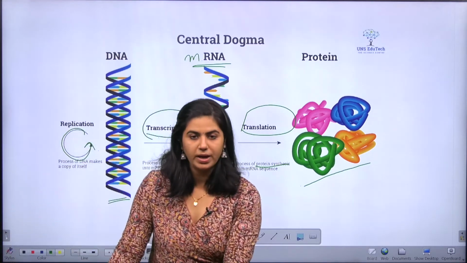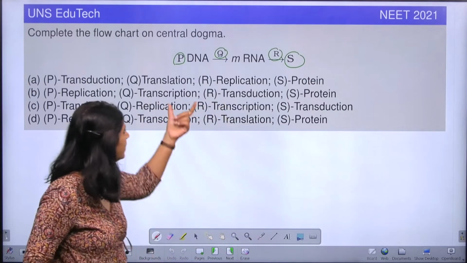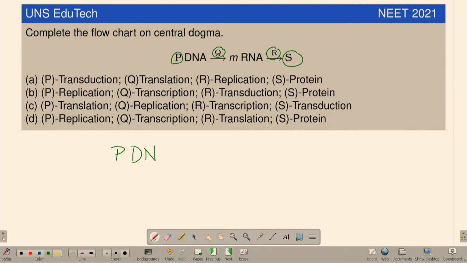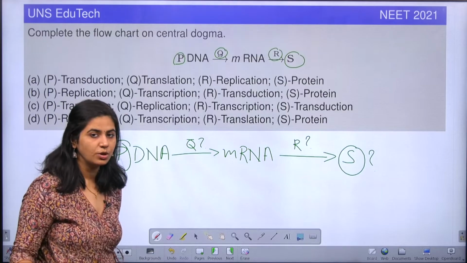Now let's go back to the question. Here in the question they have written P DNA gives mRNA, mRNA gives S. Here the question is what is S, what is R, what is Q and what is P here. Now we know the steps of central dogma.